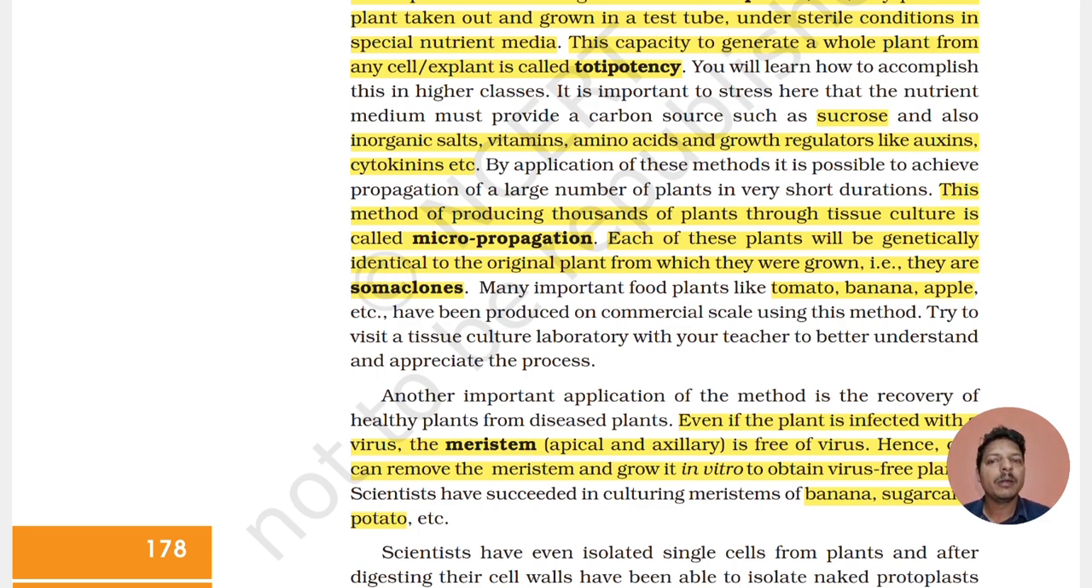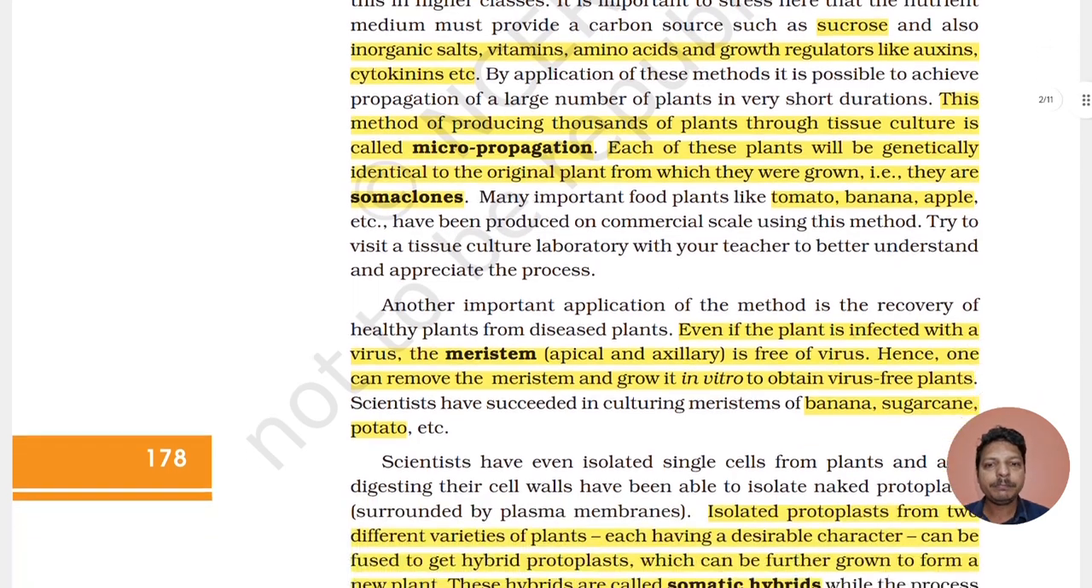Remember, producing thousands of plants through tissue culture is called micropropagation. Each of these plants will be genetically identical to the original plant from which they are grown, that is, they are somaclones. Somaclones, remember, means plants that are genetically identical to their original plant or mother plant. Many important food plants like tomato, banana, apple have been produced on a commercial scale using this method.